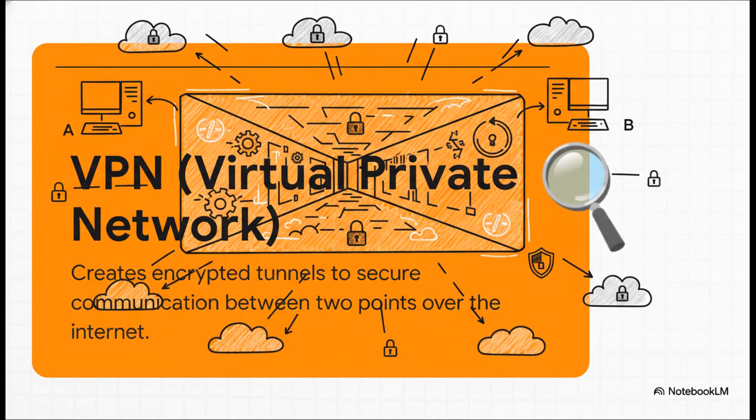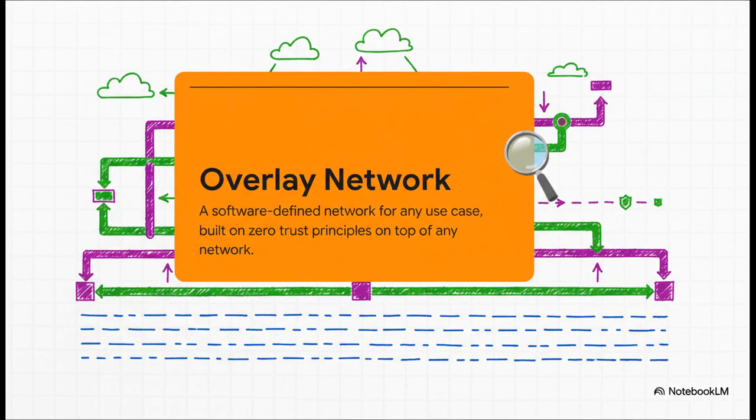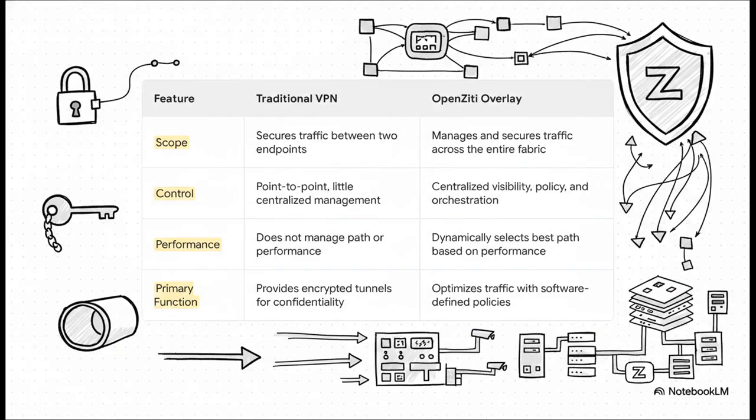So, a VPN, a virtual private network. We all know what this is. It's an amazing tool for creating a secure encrypted tunnel from point A to point B. It's basically like building a private secret hallway right through the middle of the public internet. Super useful. OpenZiti, on the other hand, is an overlay network, and this is a whole different beast. Think of it less like a single hallway and more like an entire, intelligent transportation system that you build on top of the existing internet. It has its own traffic rules, its own routes, its own policies, and it's all totally independent of the physical roads underneath.